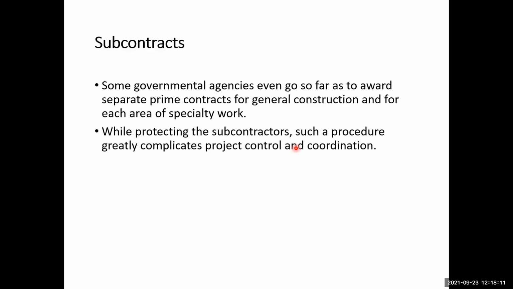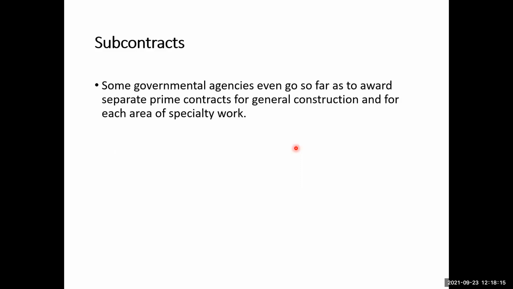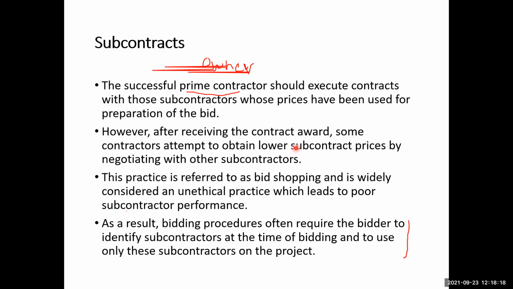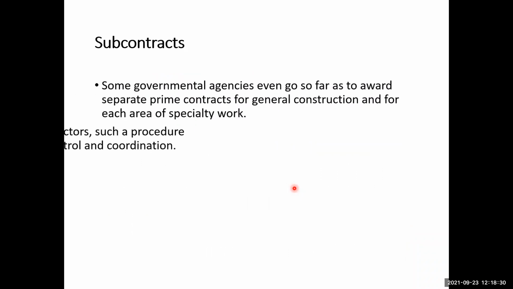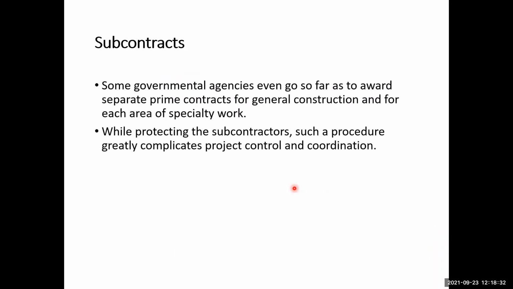Okay, so one way of avoiding subcontract bid shopping is to name the subcontractors in the bid documents, or to have multiple subcontracts. But of course, having multiple subcontracts will complicate the project control and coordination.